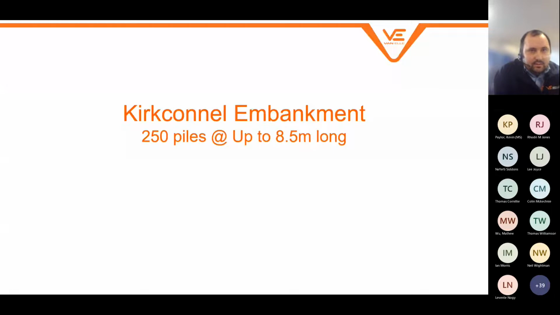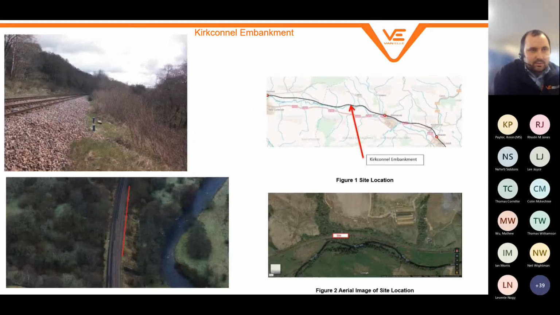Another project that's quite interesting in itself is Kirkconnell Embankment. So this was up on the Glasgow lines, 250 piles that we installed up to 8.5 meters long. This particular site had a couple of issues. One was track settlement, but the second was that it was sited on what we suspected was a rotational landslip. So you can see from the pictures there, the site itself, where the red line indicates, is just above what is quite a steep embankment that was being undermined by the river.